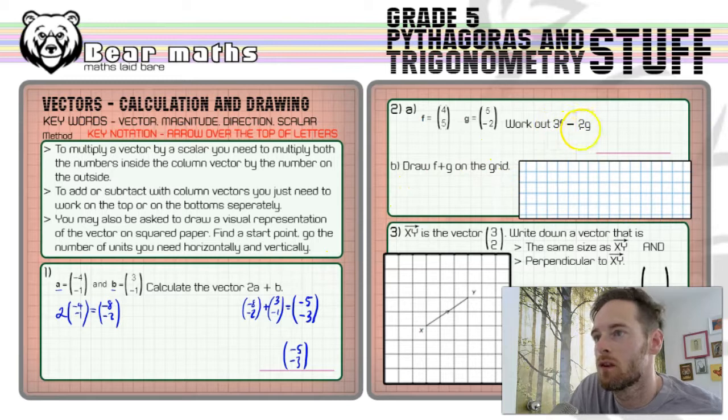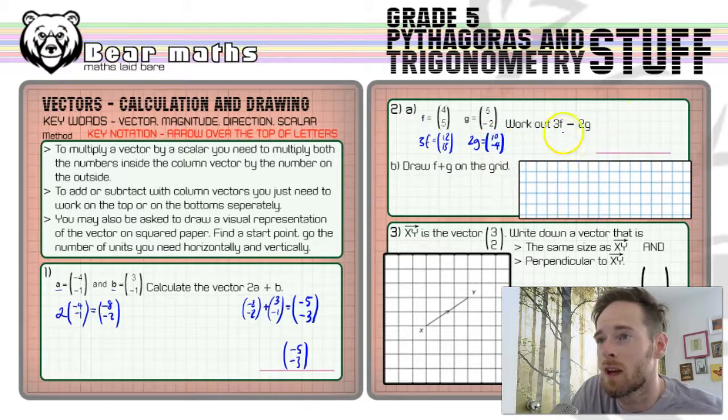3F and 2G. So let's work out what 3F is first of all. 3F is going to be 3 lots of the column vector F. So 3 times 4 is 12, and 3 times 5 is 15. And then for G, we want 2 lots of that. So 2G is going to equal 2 times 5, which is 10, and 2 times minus 2, which is minus 4.